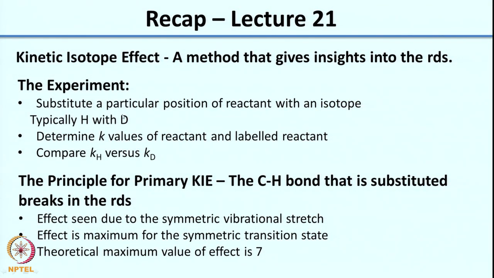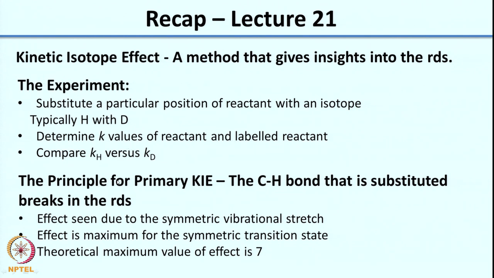So welcome back. In the last class, what we had looked at was kinetic isotope effects and how kinetic isotope effect is a method that gives you information about the rate determining step. The experiment involves substituting a particular position of the reactant with an isotope. Typically you substitute hydrogen with deuterium, determine k values of the reactant and labeled reactant independently, and compare the kH versus kD.